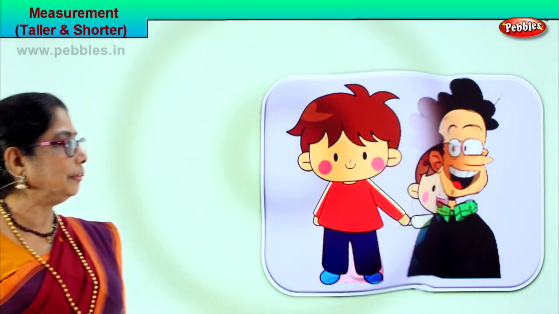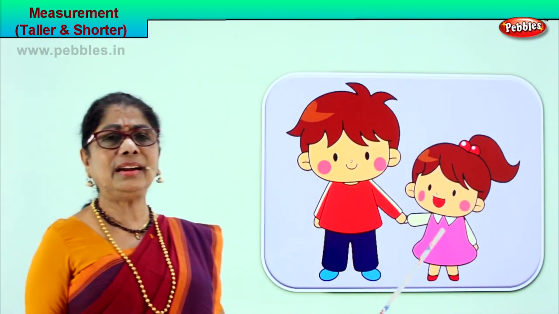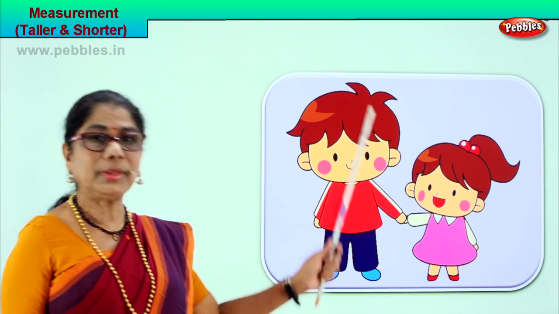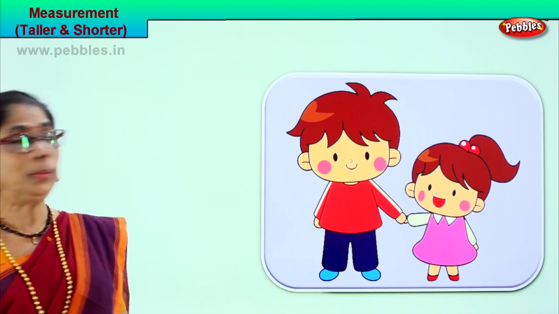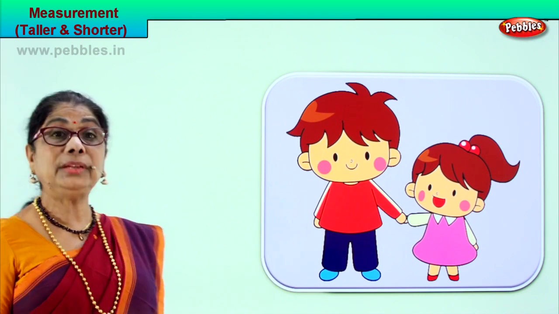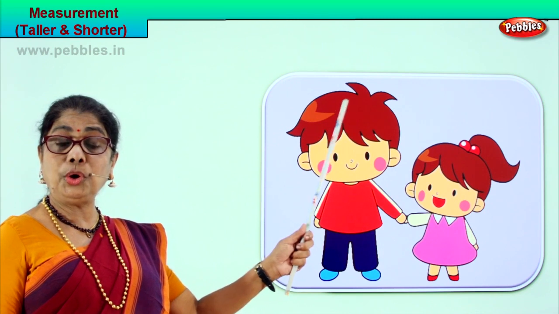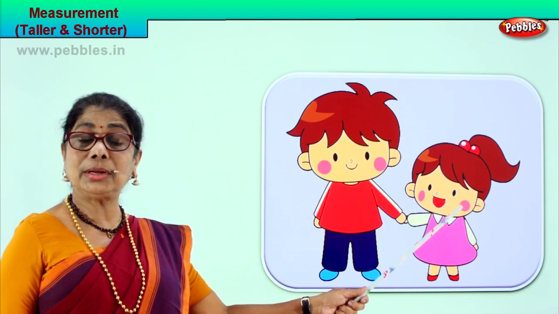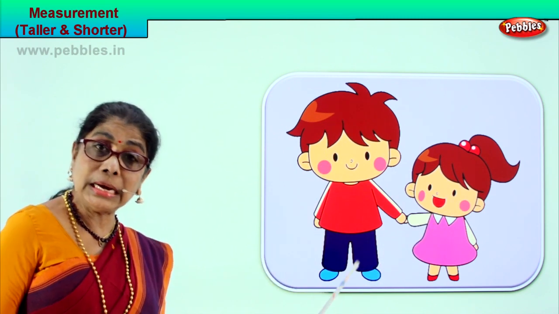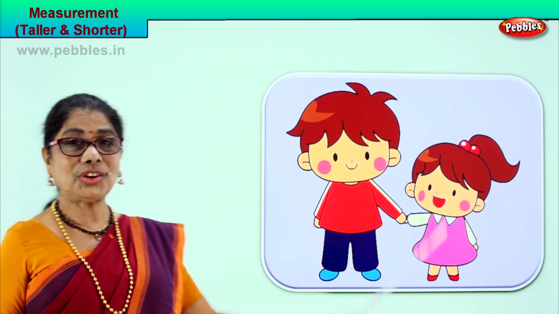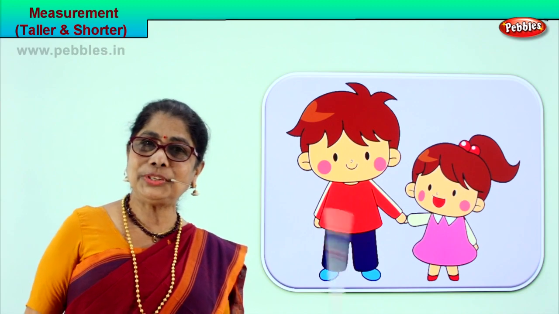Look what we have. We have a little girl and a little boy. The little girl is shorter than the little boy. Or we say the little boy is taller than the little girl. Taller boy, shorter girl. Or shorter girl, taller boy. Taller, shorter. Now you learned the measurements taller, shorter.